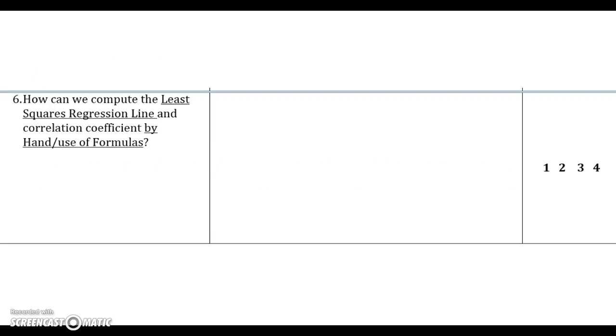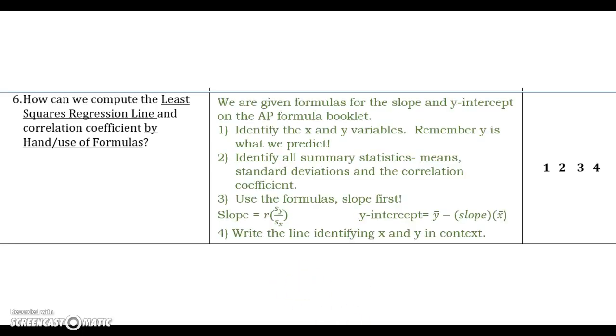Okay, so on Monday and Tuesday of this week, we looked at how we can compute the least squares regression line by hand. This is question 6 in your blue packet. If you remember the steps, we are given the formulas for the slope and the y-intercept on the AP formula booklet. You have to first, and most importantly, identify your x and y. Remember, your y is what you are going to predict. You're going to use x to explain y. Remember, x is our explanatory, y is our response.